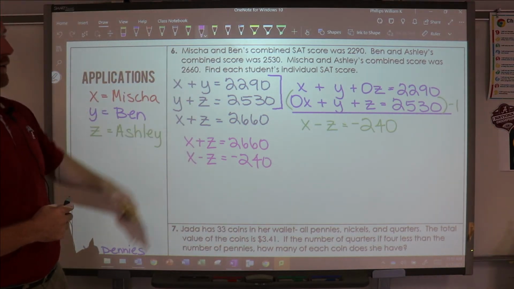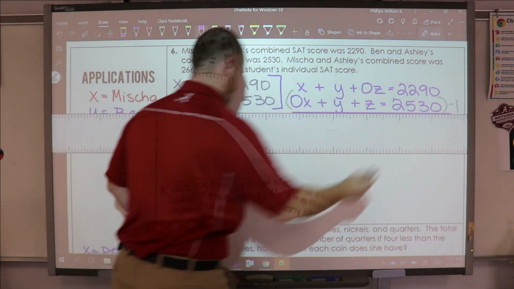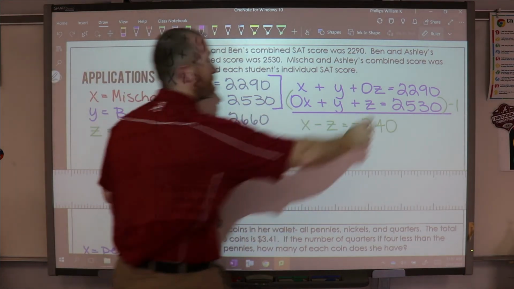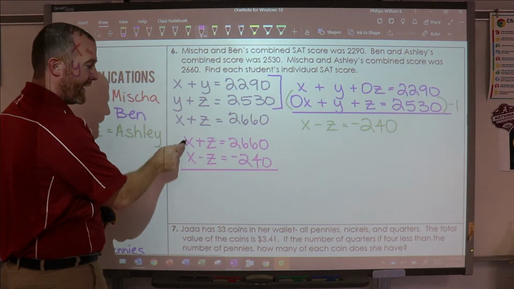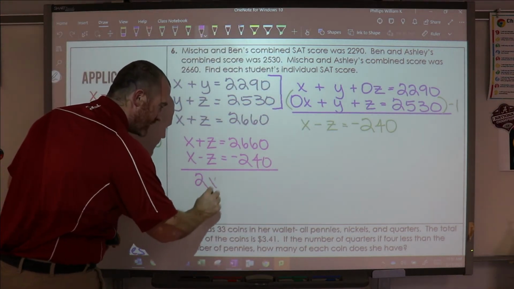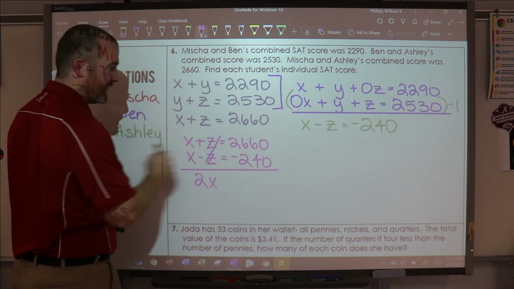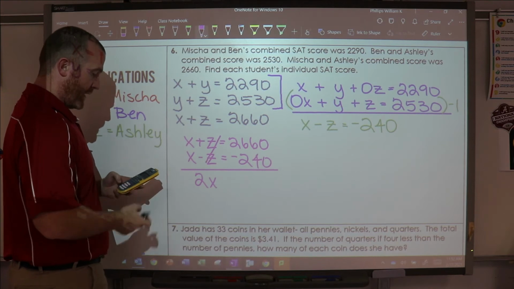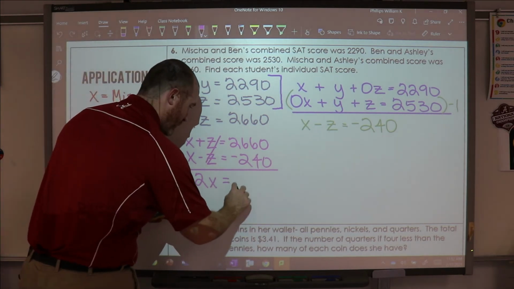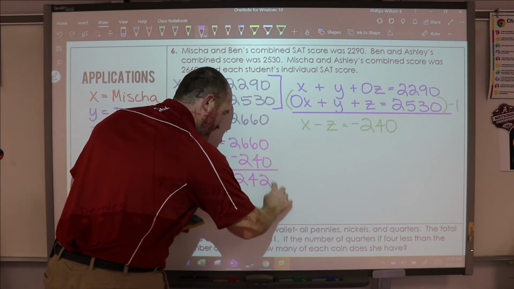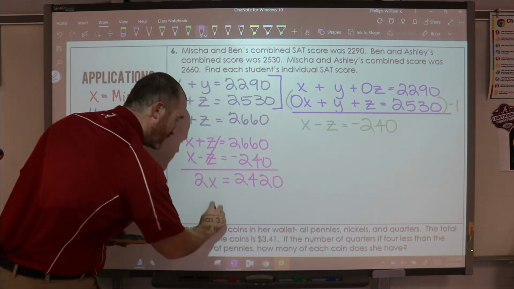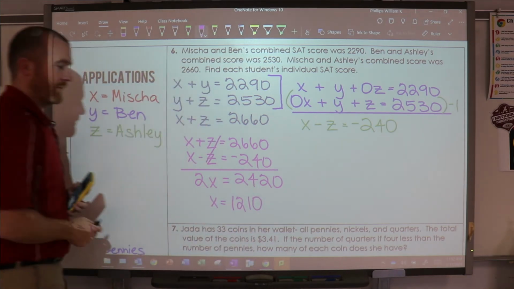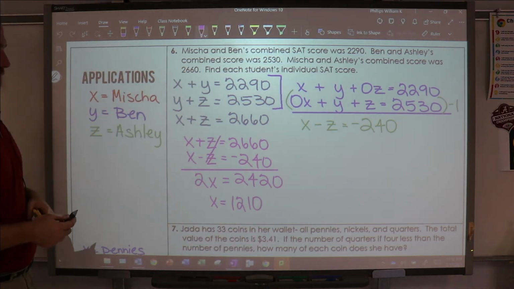Here, my Z's are going to cancel. So if I said X plus X, that gives me 2X. Z minus Z, this cancels. So 2660 minus 240 is going to give me 2420. Now I can divide by 2, and the value of X here is 1210. So we just found Misha's score.